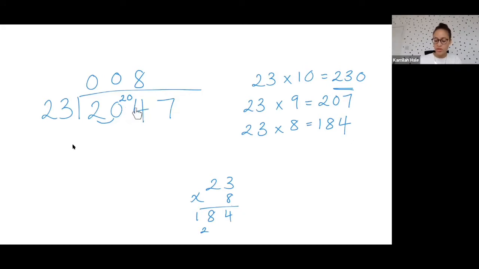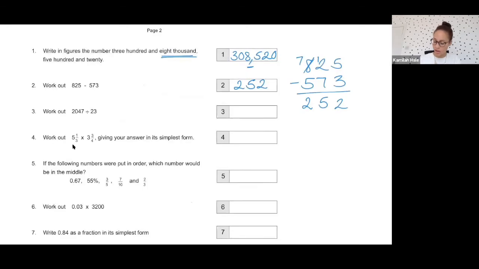We needed it to go into 204. So the difference between 184 and 204 is 20. So we carry 20 to the 7. Now 23s into 207, we already worked that out. One of the bonuses of having our working written out nicely. So that goes in 9 times. So our answer to that question is 89.